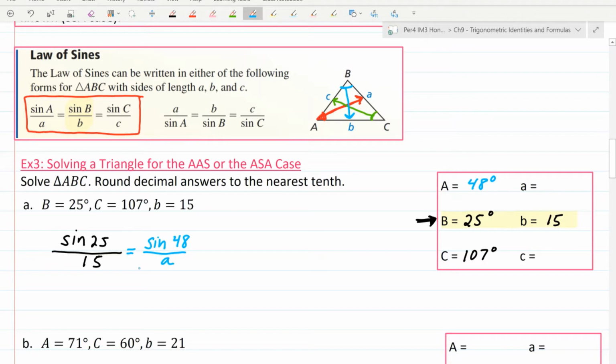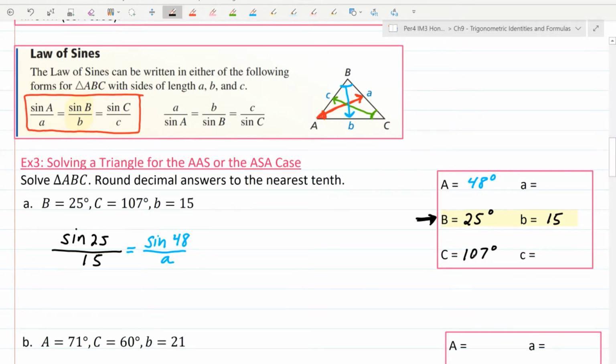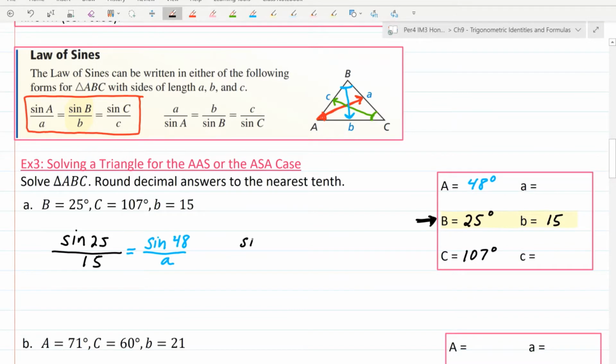And we're going to solve this, and I'm going to explain that in a second. We're also going to do the same thing for our angle C. So we're going to start off with sine of B over B, so sine of 25 over 15 equals, and then for C, we'll do sine of 107 over C.